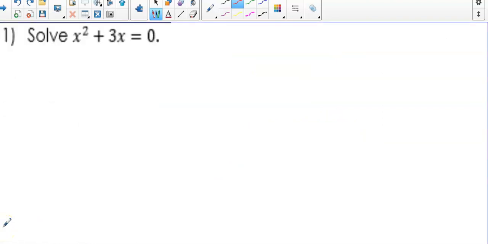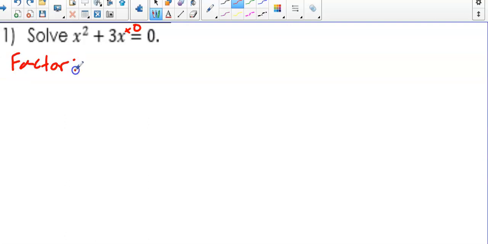All right, so the first thing we need to do is make sure that we're in standard form. So we are, so our equation is equal to 0. Okay, we have our second degree term right here. We have our first degree term right there. We could add a little plus 0 right there for our constant term, but it's not really necessary. So what we need to do now is factor.